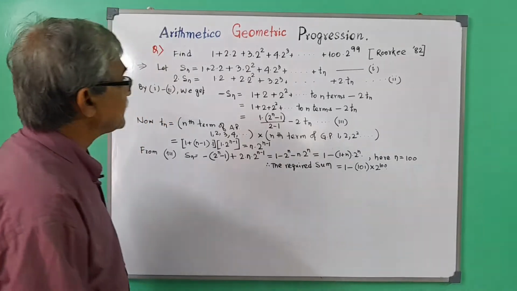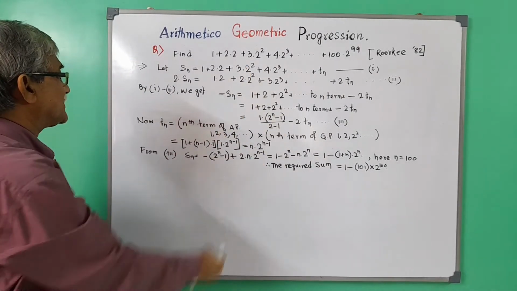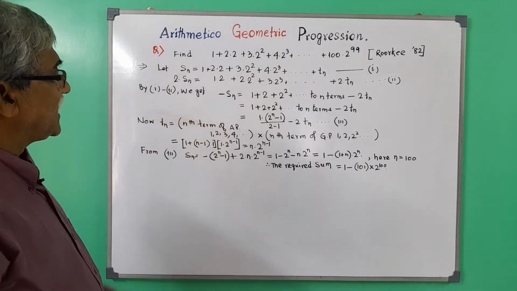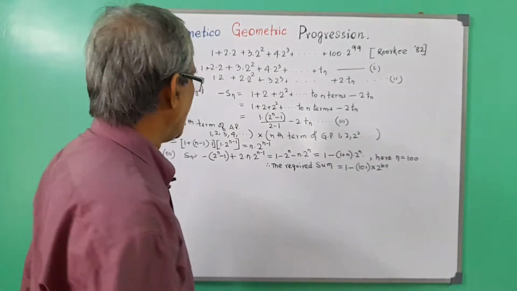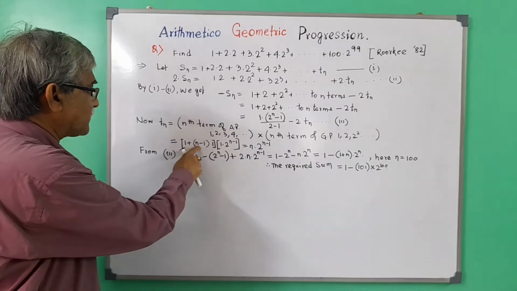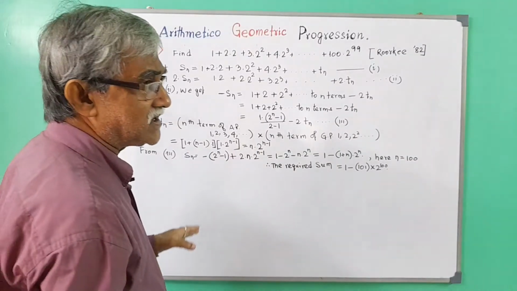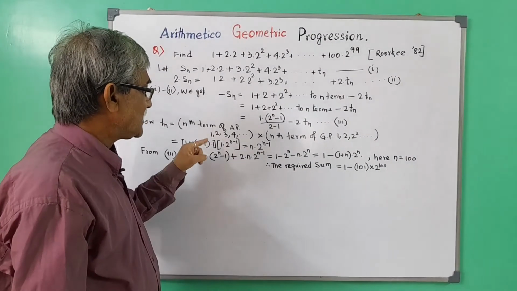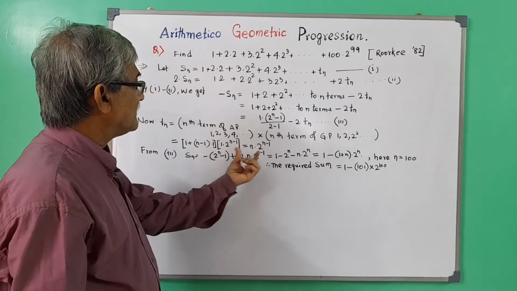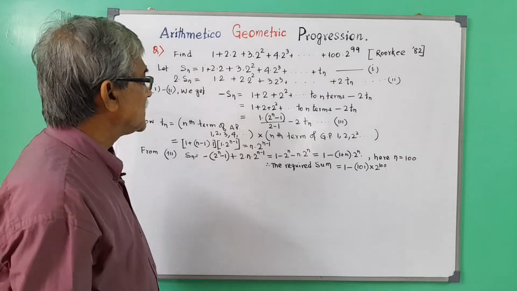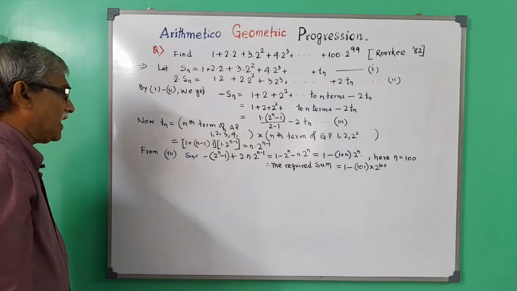Let the equation be 3. Now what is Tn of this AGP? That is the nth term of the AP 1, 2, 3, 4 into the nth term of the GP 1, 2, 2 square and so on. So this being 1 plus n minus 1 into 1, we are simply using the formula, and multiplied by 1 into 2 to the power n minus 1. So summarily it becomes n into 2 to the power n minus 1.